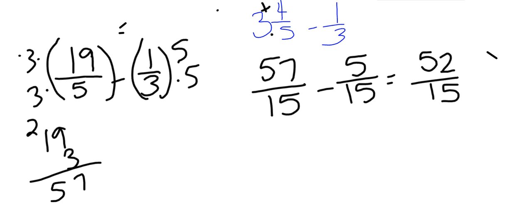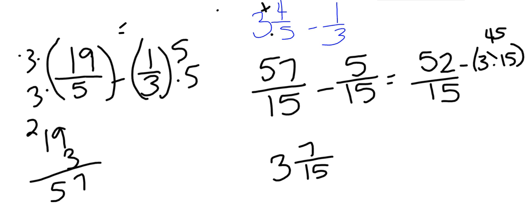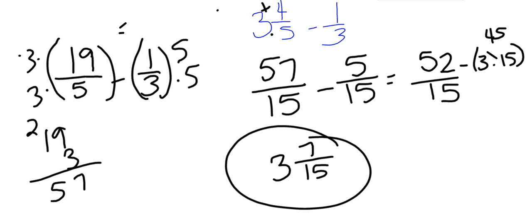How many times does 15 go into 52? Well, 15 times 2 is 30. 15 times 3 is 45. So it'd be 3. So I have my 3. I'm going to subtract 52 minus 3 times 15, which is 45. So that's going to give me 7. So my answer is 3 and 7/15. If you didn't get that, I want you to look back and see what you did wrong.